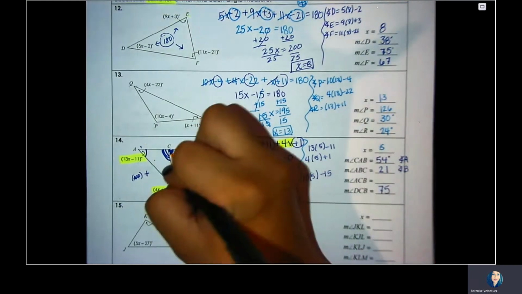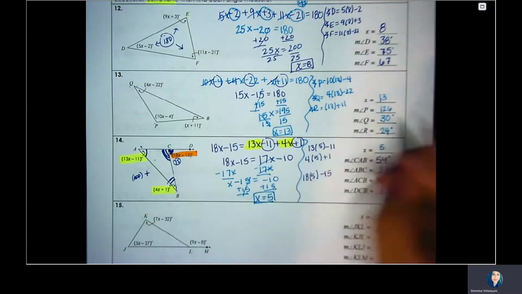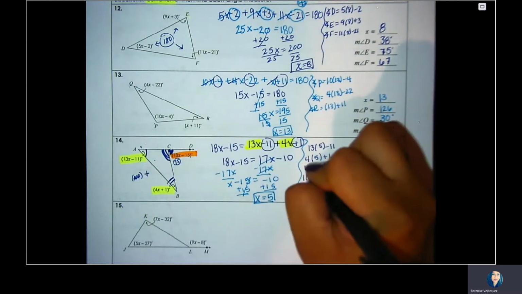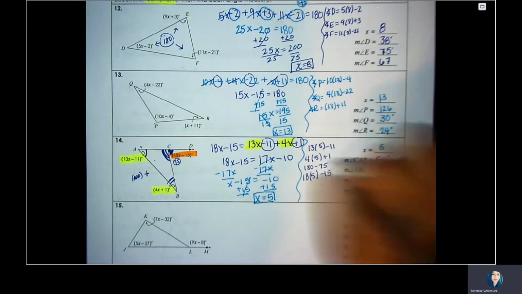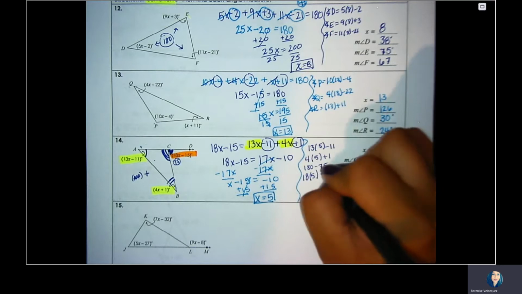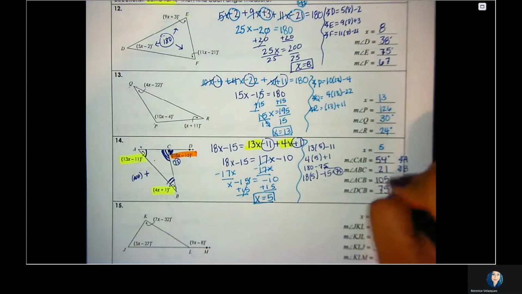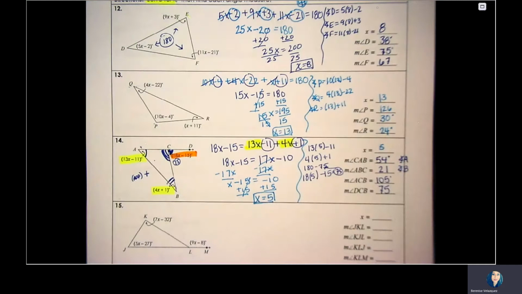Okay, now that I know that this is 75, I can find this one here by just doing 180 minus 75. So I had to do this one first to be able to get that 75. Okay, so in order to get that 75, I had to find the bottom one first. That gives me 105. Okay, so this one was a little bit of a tricky question at the end when you had to plug in.